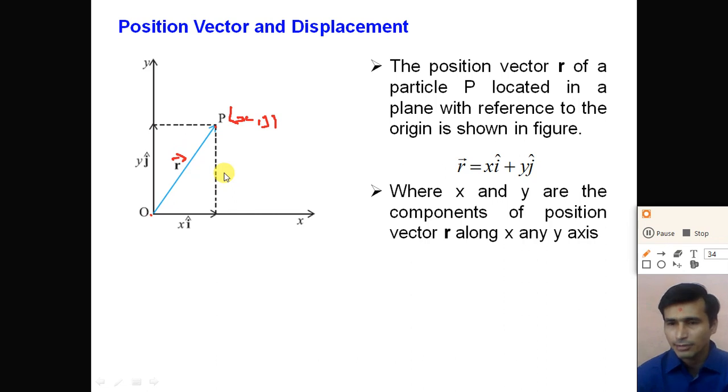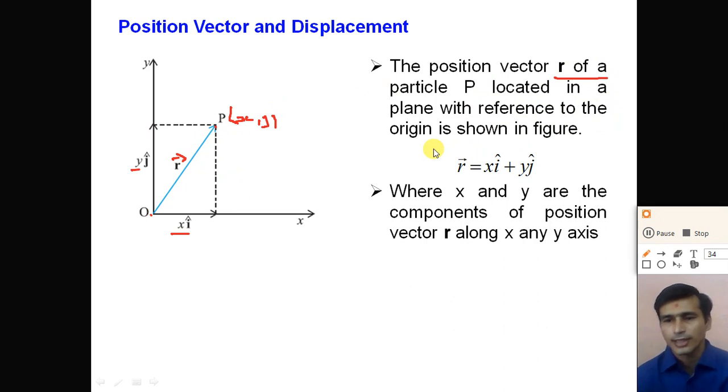So in 2-dimensional motion and 3-dimensional motion, to represent the position of the particle, we use a position vector. Here the position vector of the point P in the xy plane is vector OP. Now vector OP has two components. The x component of the vector OP is a x and the y component of the vector OP is a y. So the position vector of the point P on the xy plane is represented by a vector r, of a particle P located in a plane with reference to the origin.